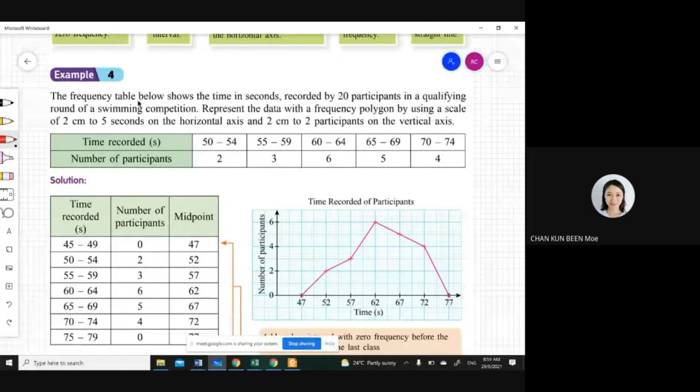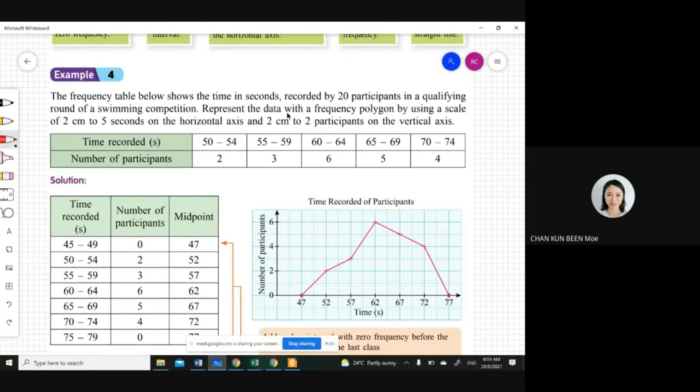The frequency table below shows the time in seconds recorded by 20 participants in a qualifying round of a swimming competition. So you look at this frequency table over here. It's recorded by 20 participants, meaning that when you add up 5 plus 6, 11 plus 9, that is 20 participants, for the time recorded, 50 to 54 seconds, and so on.